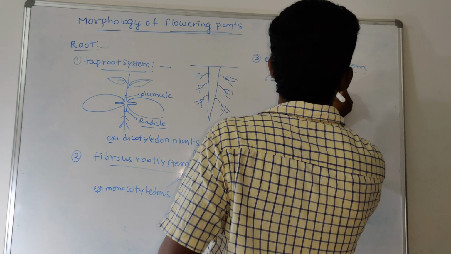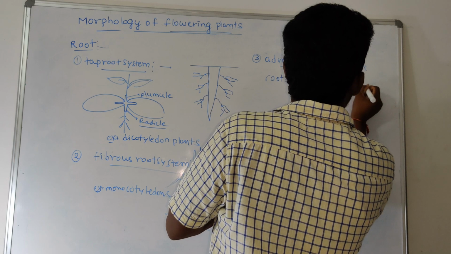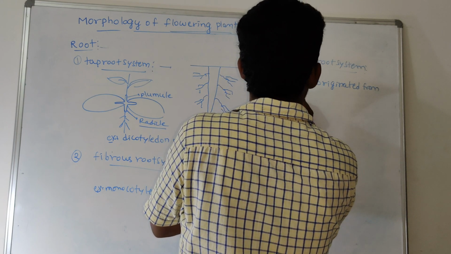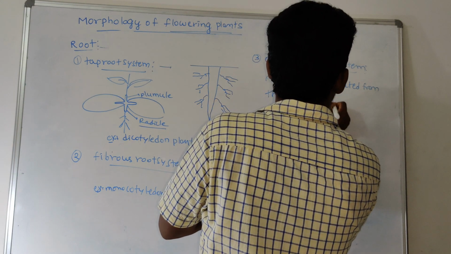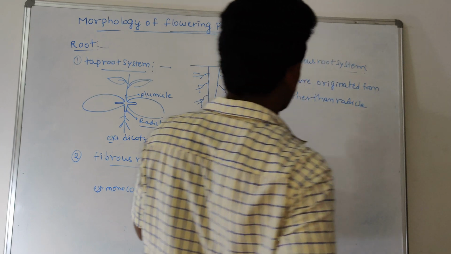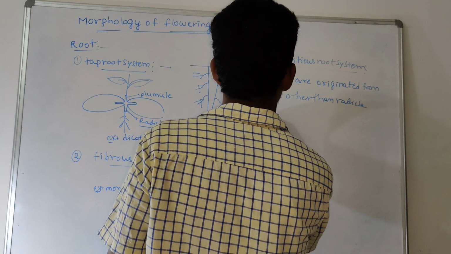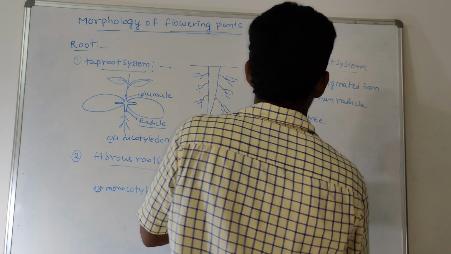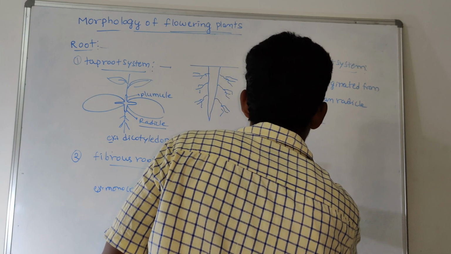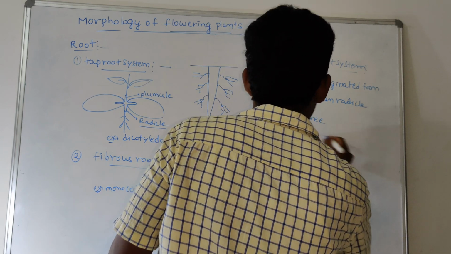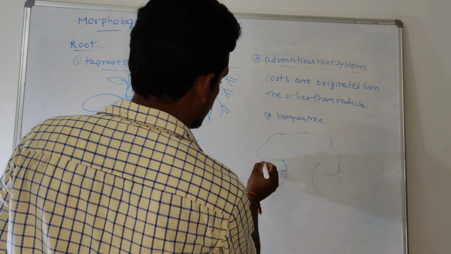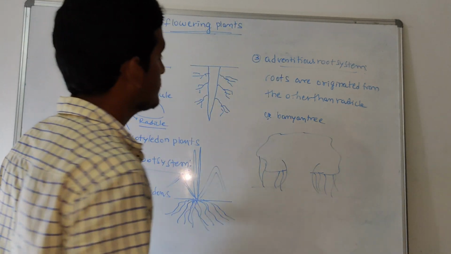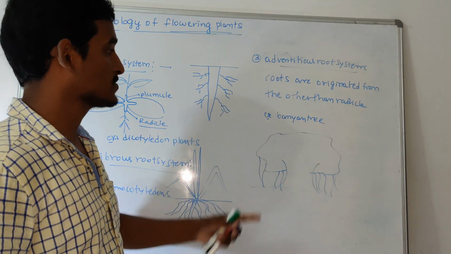Roots originate from parts other than the radicle. Sometimes it may be the stem or leaf or other parts. An example for this is the banyan tree. If you observe a banyan tree, where do the roots originate from? They may come from the stems or some other portions. Right? So that is about the adventitious root system.